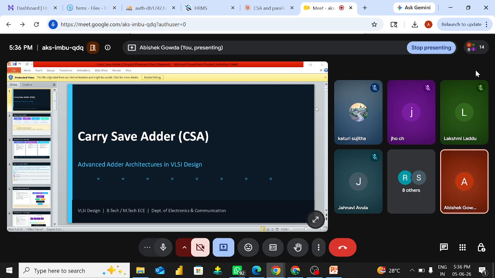So today we are going to learn one of the most important adders, which is used inside modern processors, multipliers, DSP systems, and AI accelerators. That adder is called carry save adder. Before learning CSA, let's recall what we have studied previously: ripple carry adder, carry look ahead adder, carry select adder, and carry skip adder, right?